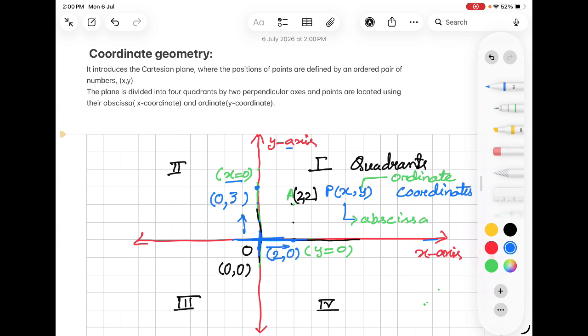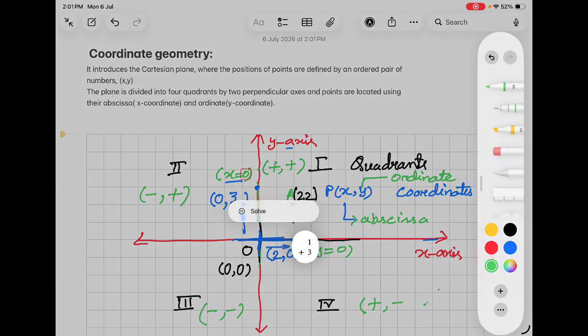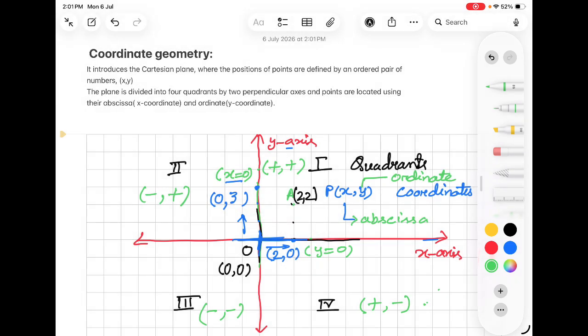Another thing, in the first quadrant, the coordinates of any point are positive. In the second quadrant, the x coordinate is negative and the y coordinate is positive. In the third quadrant, the x coordinate and y coordinate are both negative. In the fourth quadrant, the x coordinate is positive and the y coordinate is negative. Why does it come like that?